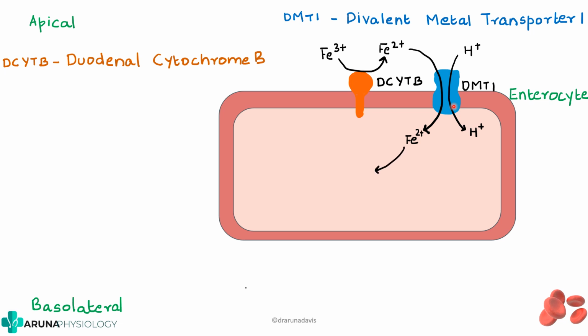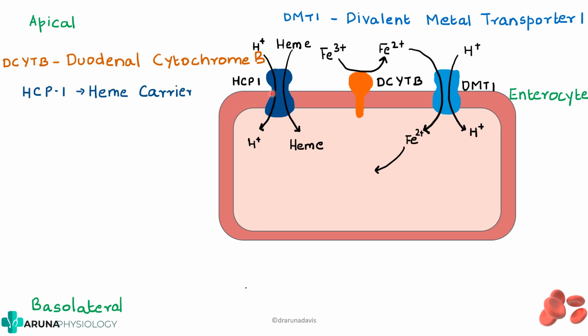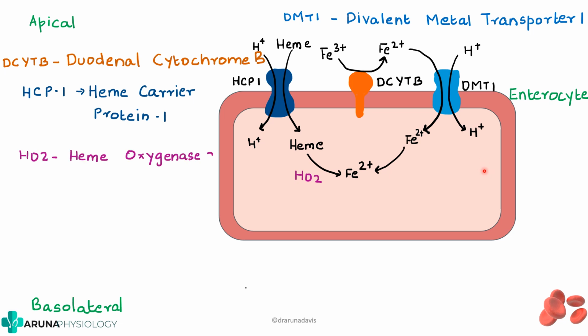Now, till now we've just told what happens to the dietary or ingested iron. What about iron that is released from heme? So heme also enters the enterocyte, by a transporter called HCP1. It stands for heme carrier protein. So heme carrier protein will transport heme into the enterocyte. And from this heme, iron is released by means of an enzyme which is called heme oxygenase 2. So heme is acted upon by heme oxygenase 2, and that also releases the iron. Now thus we've got a lot of iron in our enterocyte.